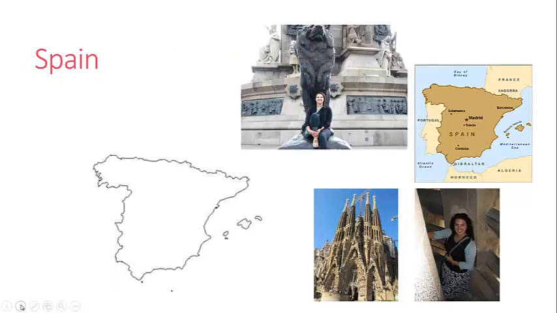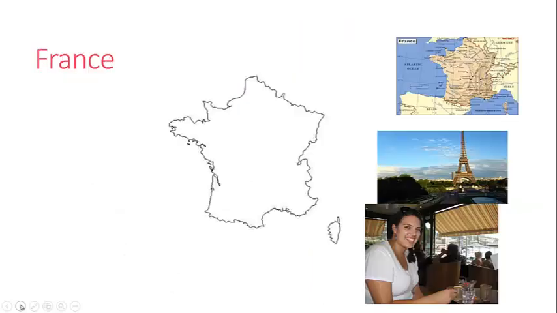As we remember, one of our Europe countries is Spain. Spain is in the southwest part of Europe, and it is southwest of France and east of Portugal. Our second country is France. This is our Eiffel Tower. It is northeast of Spain, and it is east of the Atlantic Ocean.